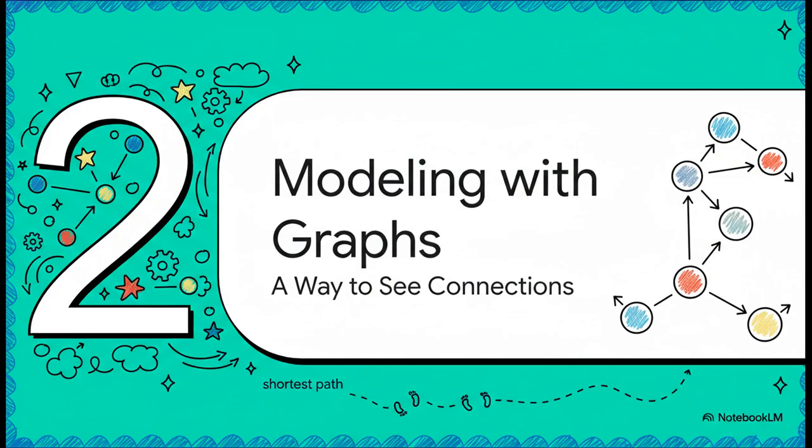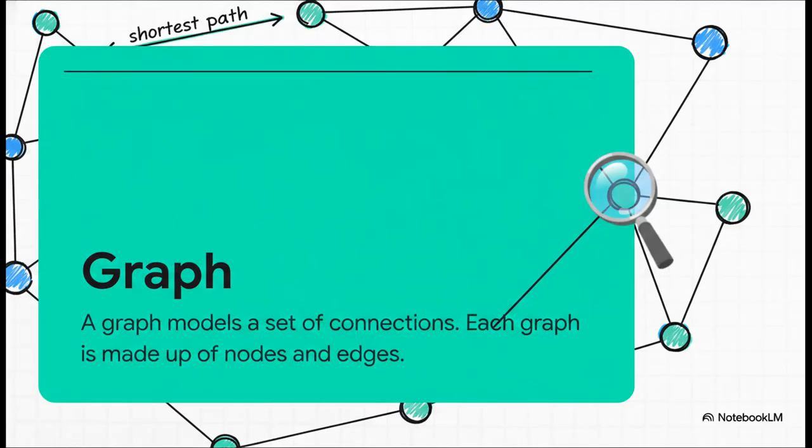Now, when you hear the word graph, you're probably thinking of those X and Y axis charts from math class. Forget those. In this world, a graph is something way, way simpler. It's just a map of connections. Yep, that's all a graph is. It's a way to show how things are related to each other.